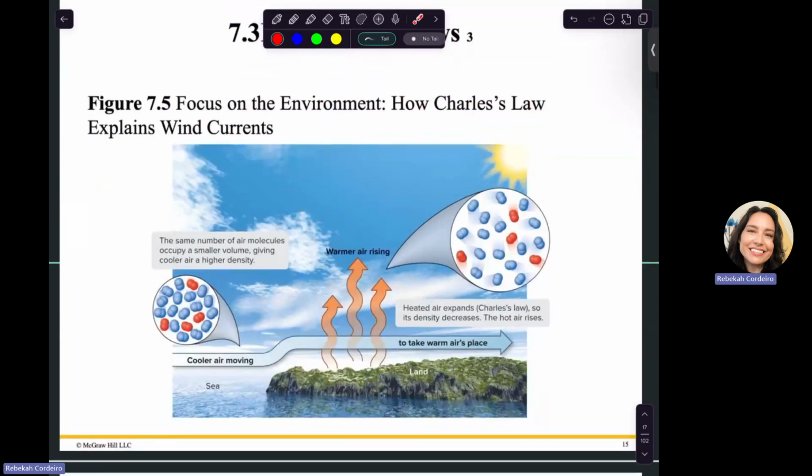And so this is how wind currents really work. So warm air rises and the heated air expands. So that's why if we increase the temperature, we also increase the volume. And then if we increase the volume, the density decreases, so that makes it rise up. And so cool air is more dense and it kind of moves in to take the space of the warm air.